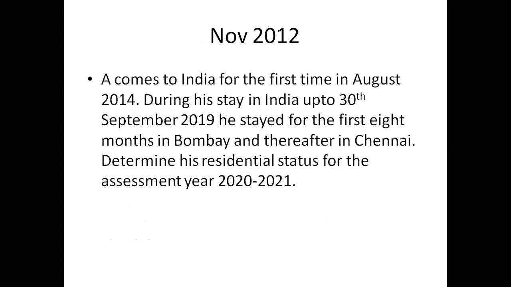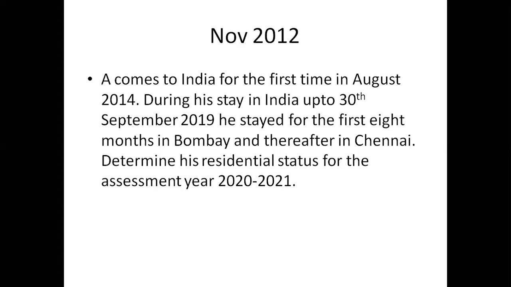I will take it from the previous questions. In November 2012, a question was asked under the category of residential status. In this problem, they are asking about the residential status, and you have to work it out. The assessment year is clearly mentioned in the question: 2020-2021. For this assessment year, you have to calculate.